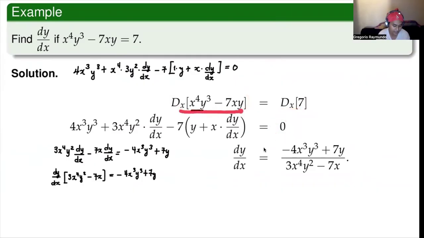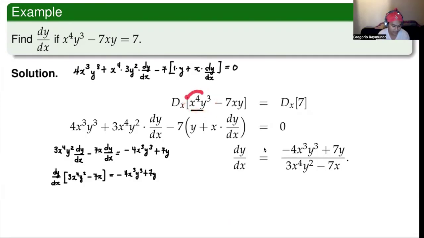Now, let's look at the left-hand side. Yung left-hand side mo, kukunin mo yung derivative nito, tapos, tsaka derivative nito. Okay. So, for this part here, ano makukuha natin? So, 3x to the power 4 minus x to the power 4 times y cubed. Ano yung derivative niya? Gamit tayo ng product rule.